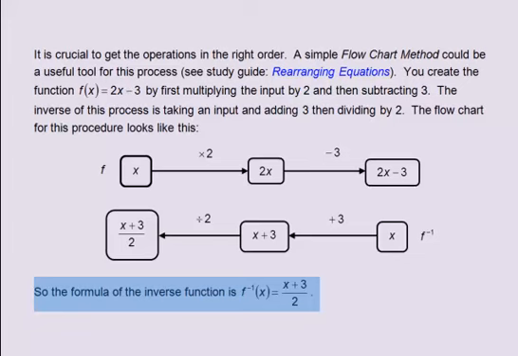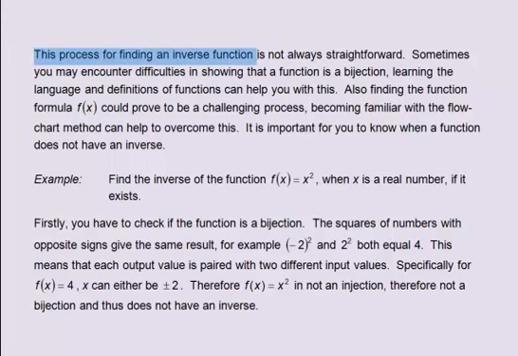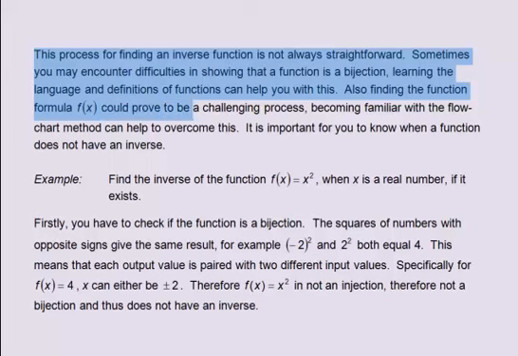This process for finding an inverse function is not always straightforward. Sometimes you may encounter difficulties in showing that a function is a bijection. Learning the language and definitions of functions can help you with this. Also, finding the function formula f(x) could prove to be a challenging process. Becoming familiar with the flowchart method can help you overcome this. It is important for you to know when a function does not have an inverse.